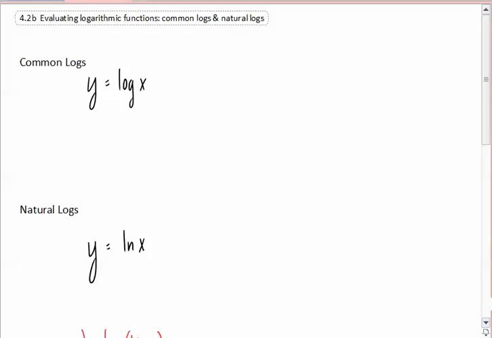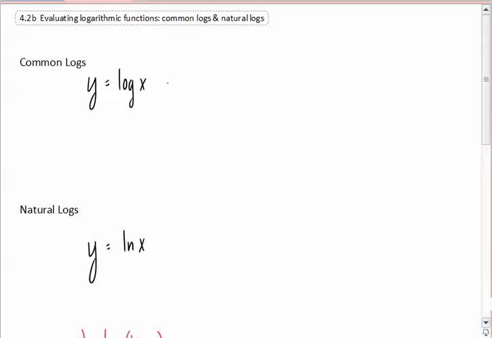We're going to now take a look at evaluating logarithmic functions, both common log and natural log functions. So let's first of all make sure we understand the difference between a common and a natural log. If you haven't seen the video 4.2a, you'd probably want to watch that before you continue with this one.